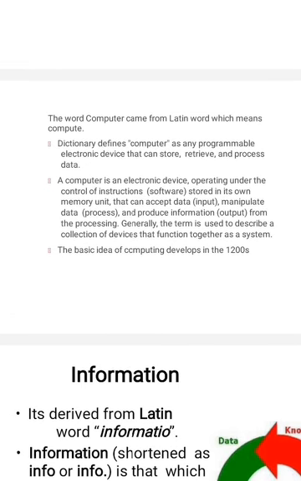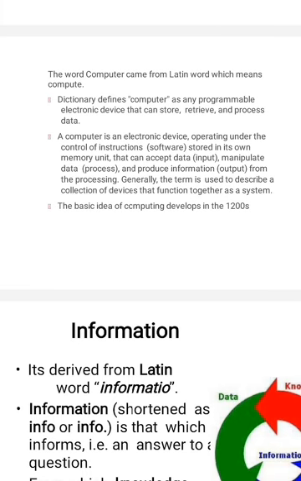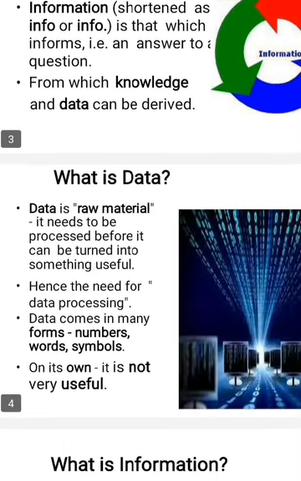So the word computer came from the Latin word which means compute. So it refers actually to a program or a programmable electronic device that can store, retrieve, and process data. Computer is an electronic device operating under control of instructions like software, stored in its own memory, and it can input the data, output the data, process it, and manipulate the data as necessary.